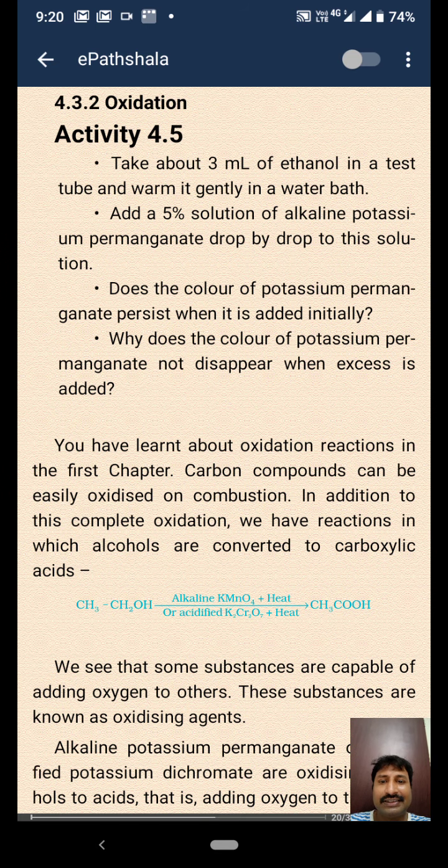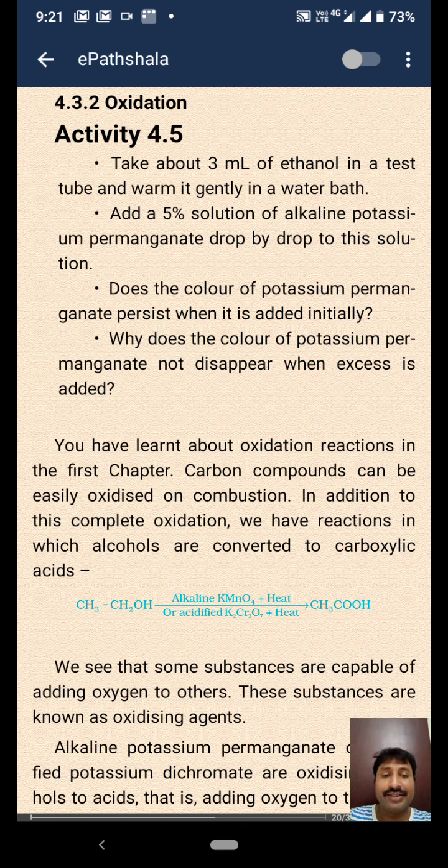Okay, oxidation. Ethanol, when it is in the presence of potassium permanganate or potassium dichromate, will give ethanoic acid, CH3COOH. How many carbons are there on the right hand side? 2 carbons. So meth and eth, it's ethanoic acid.